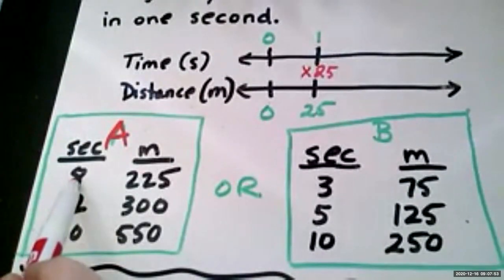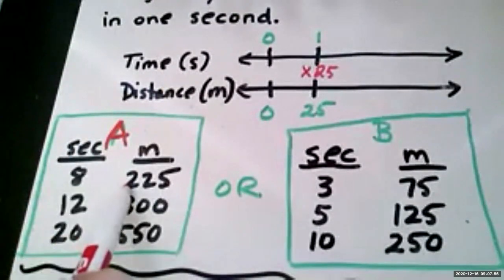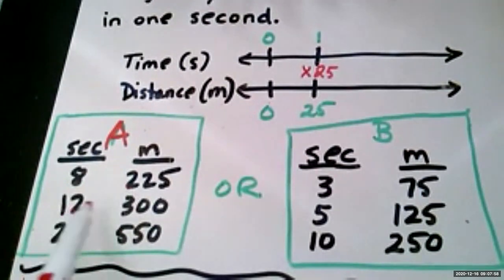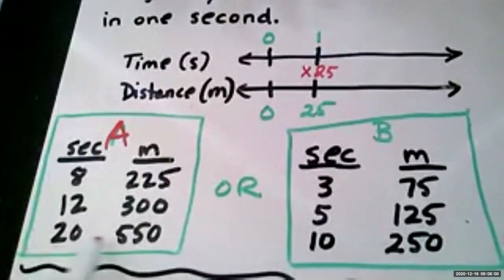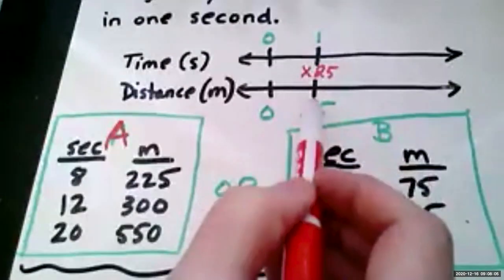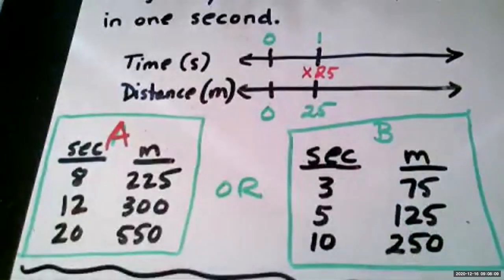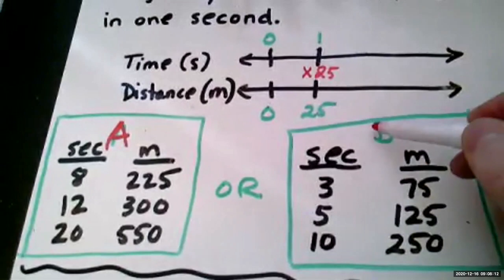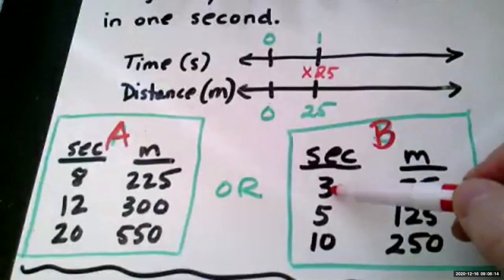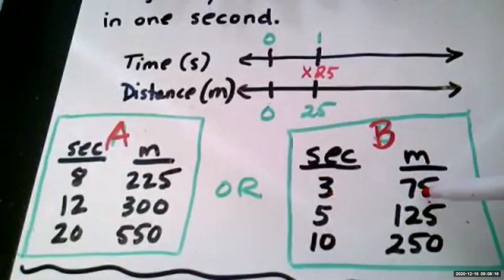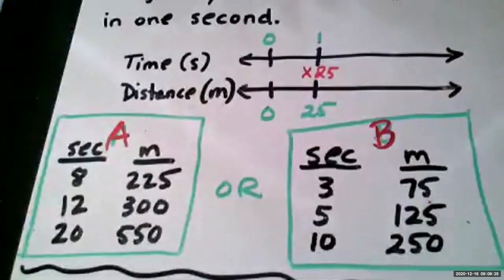The seconds, if I have 8 seconds, could the dragonfly go 225 meters? 12 seconds, 300 meters. Does this one make sense? If you're going 25 times the distance as the amount of seconds that you have, does that one make sense? We also have choice B over here. If you have 3 seconds, then table B is saying that the dragonfly would go 75 meters, or 5 seconds would give you 125 meters.